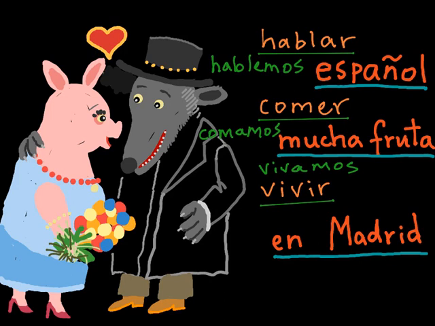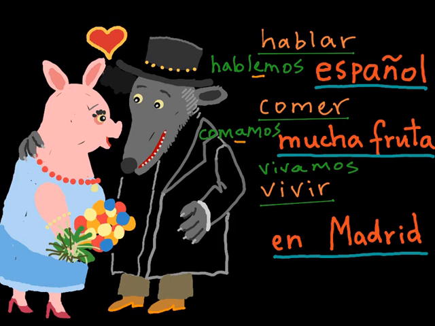All right, here we have our answers. Hablar ends on AR, and that's why the opposite vowel is E. So the wolf could say, hablemos español. Let's speak Spanish. And then comer ends on ER, and that's why the opposite vowel will be A. So he might say, comamos mucha fruta. Let's eat a lot of fruit.